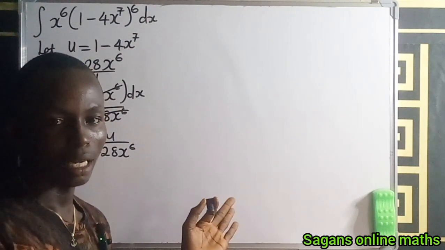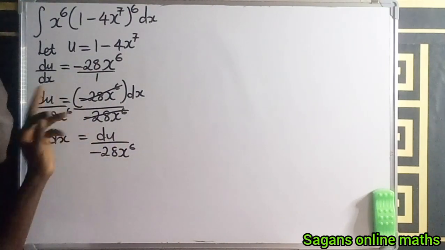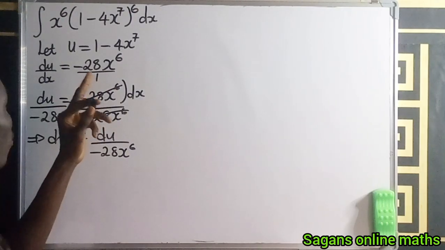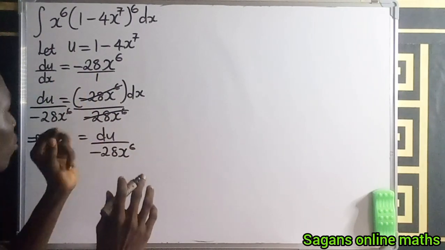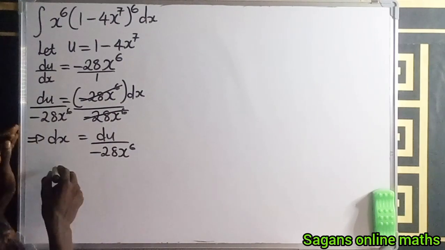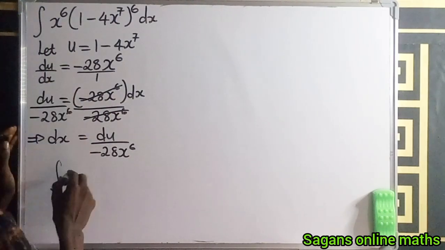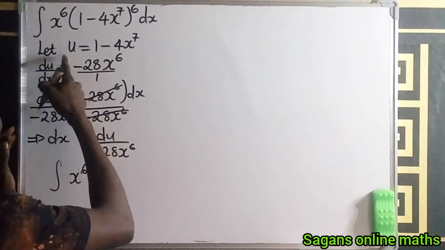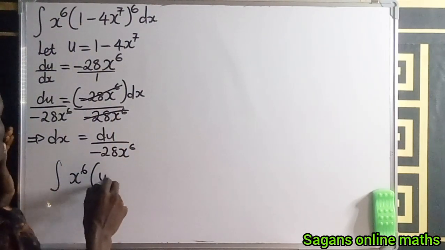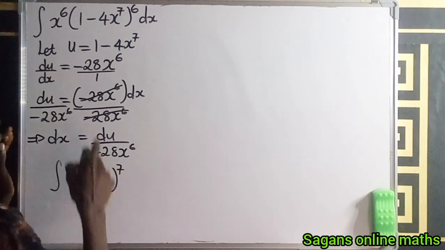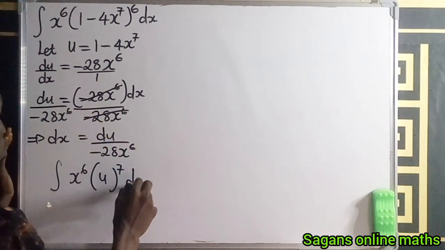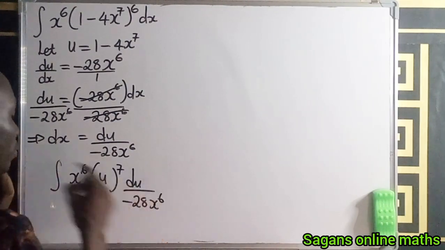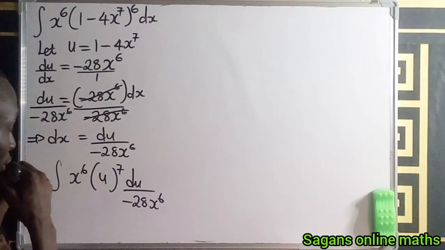Now let's go back to our question. Our question said the integral of x to the power of 6 into 1 minus 4x to the power of 7, all to the power of 6, multiplied by dx. So now we have the integral of x to the power of 6, then multiplied by u to the power of 6, because all this represents u. Then what is dx? dx is du divided by minus 28 multiplied by x to the power of 6. Wow, this is interesting, right?